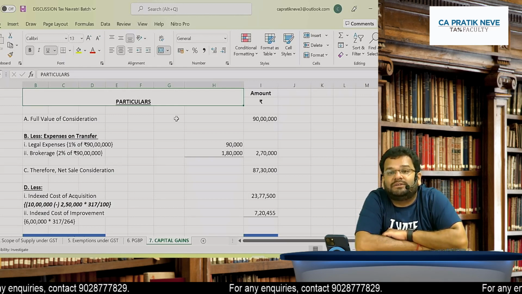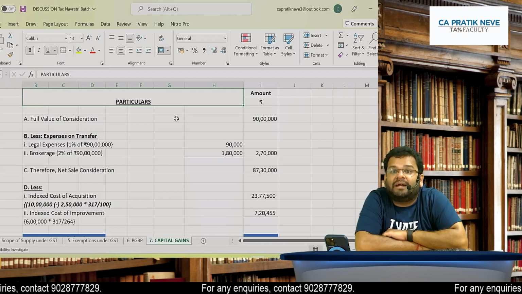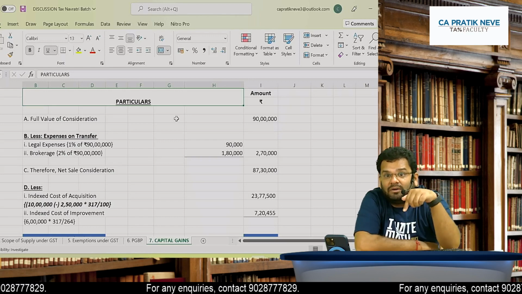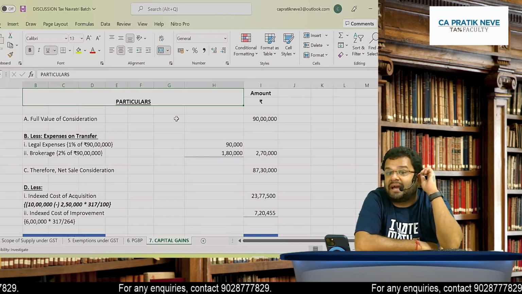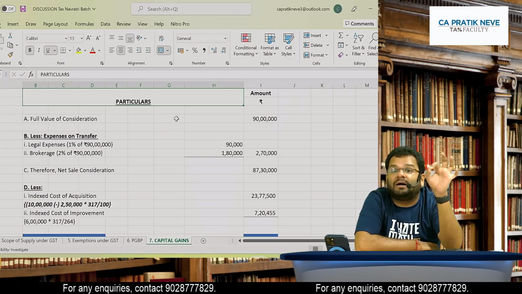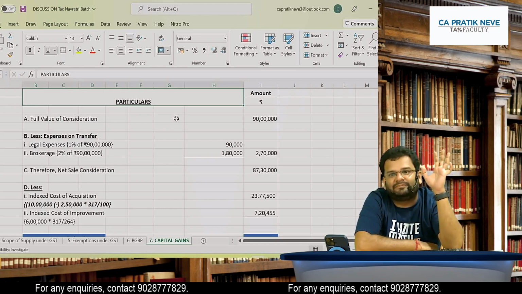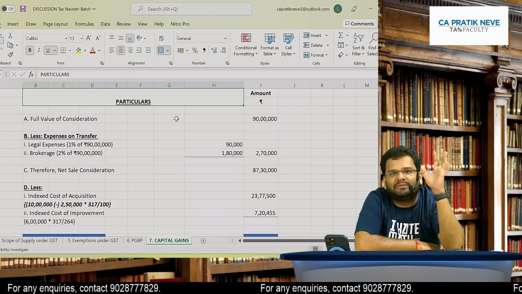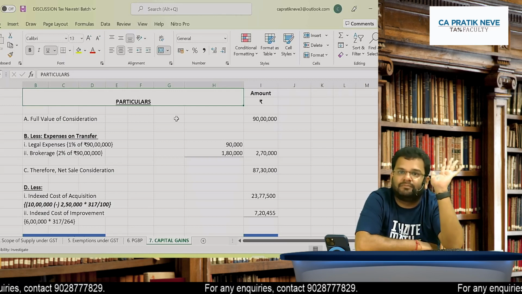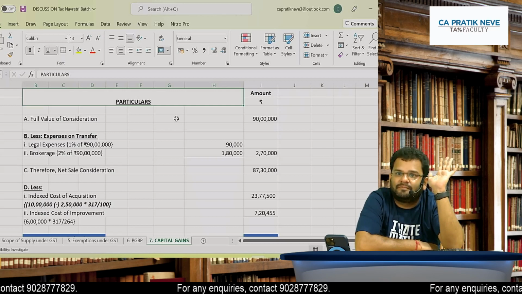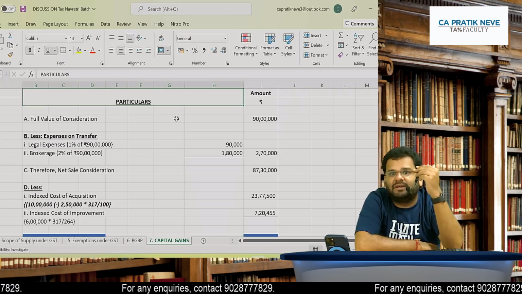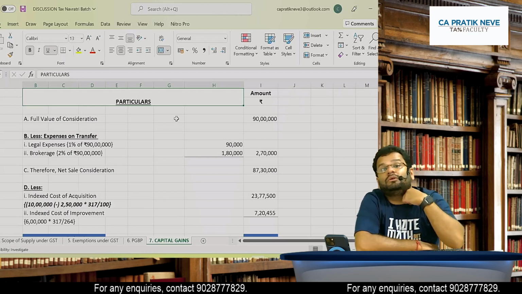Now point is very simple. That 2 lakhs, right now, that 2 lakhs becomes taxable in my hands as income from other sources. Agreed? Both simple hai. It becomes income from other sources. The end. So why are we discussing in capital gains? We are discussing it for one reason. You will understand it soon.